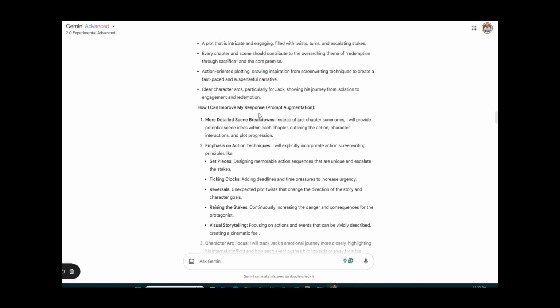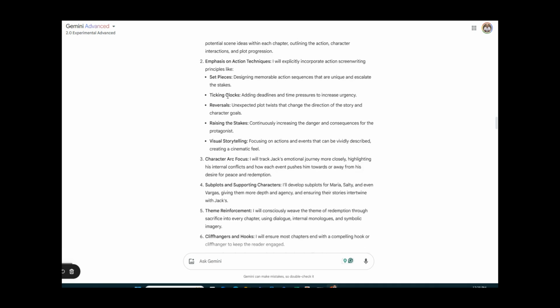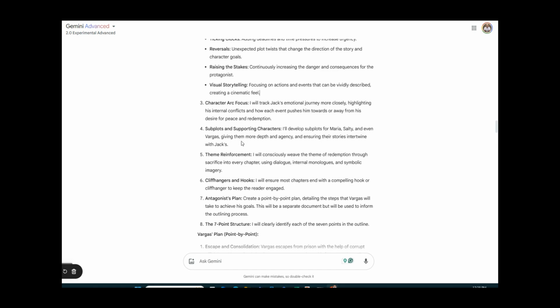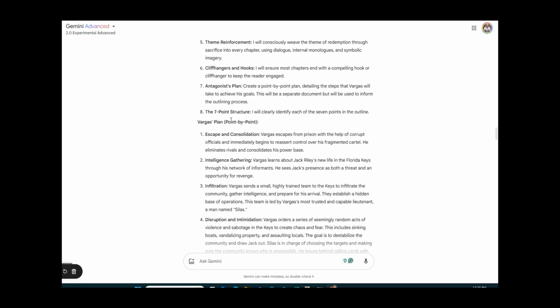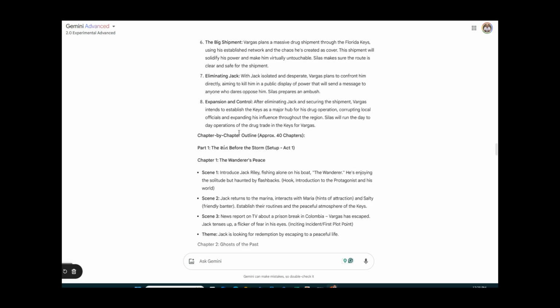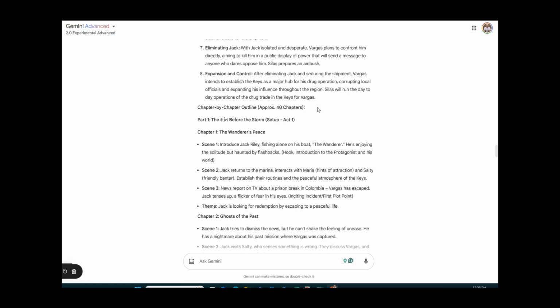How can I improve my response? Prompt augmentation, more detailed scene breakdowns, emphasis on action techniques, set pieces, ticking clocks, reversals, raising the stakes. This is all in that book. Supporting characters, theme reinforcement. Martell has this idea called thematic storytelling. Seven-point structure, great. This is very detailed. I like it actually a lot.